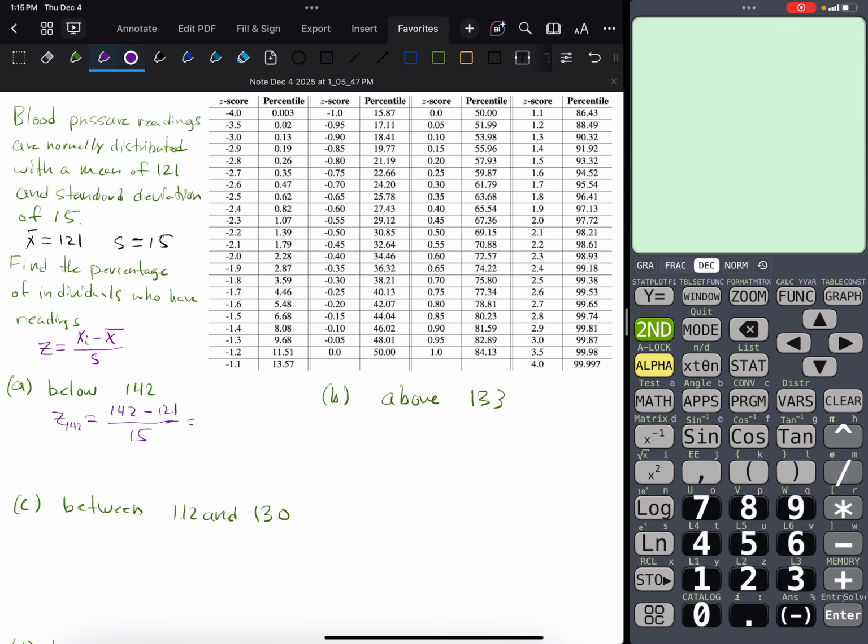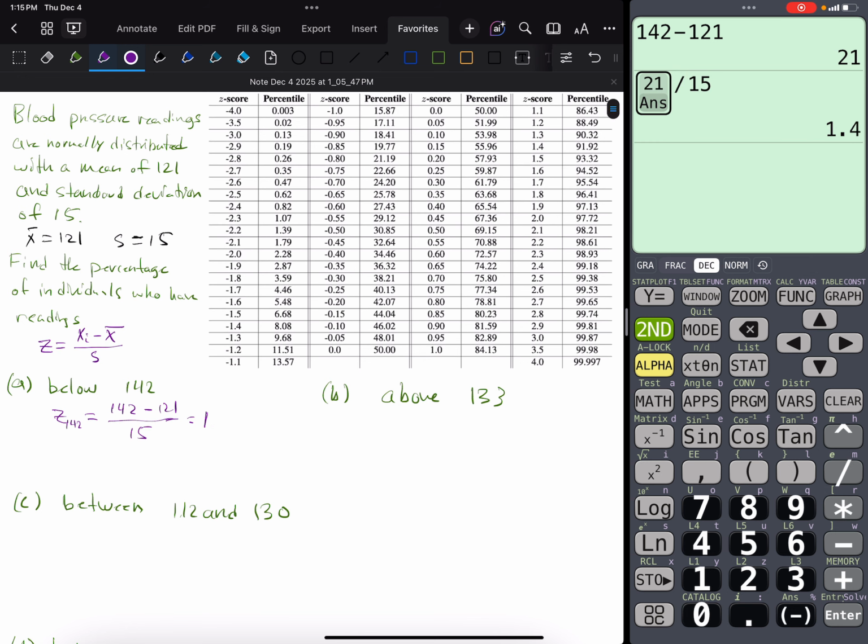Okay, so 142 minus 121 divided by 15 is going to give me a value of 1.4. So I have a z-score of 1.4. It's positive because it's above the mean. And so I go and find 1.4 on this chart. And on this chart, it tells me that 91.92% of data falls below that z-score value.